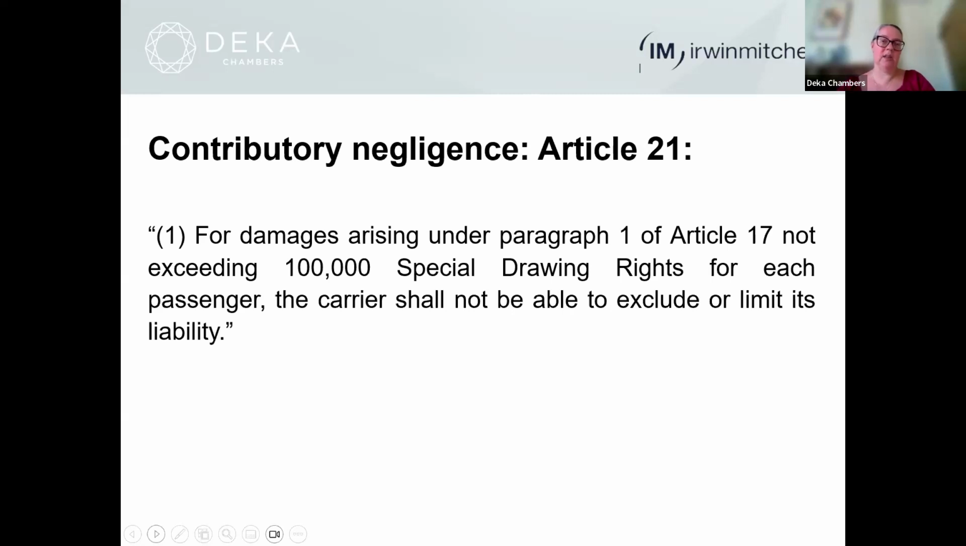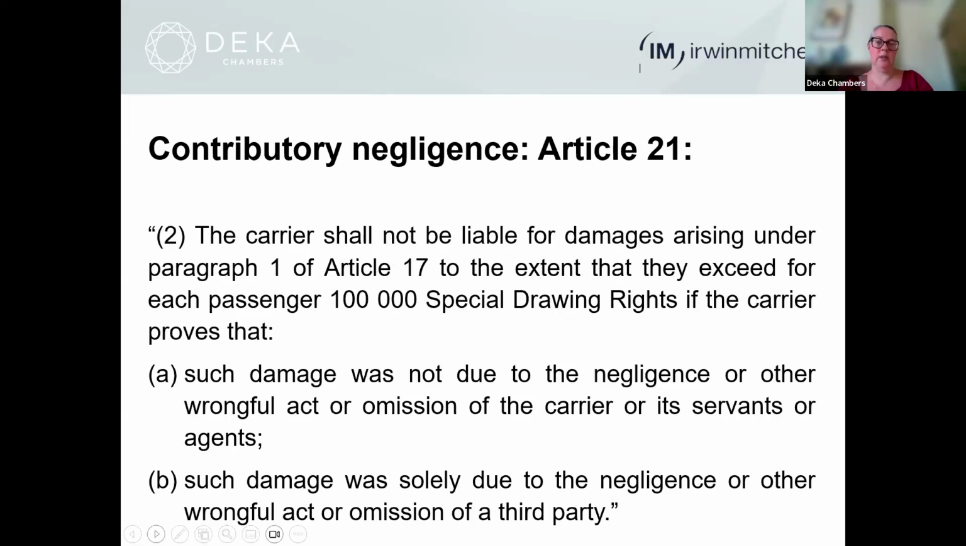For each passenger, the carrier is not able to exclude or limit its liability up until about £120,000, but it can limit its liability over that amount, £120,000 as it now is, if it proves that the damage wasn't due to the negligence of the carrier, its servants or agents, or that the damage was solely due to the negligence or other wrongful act or omission of a third party. So effectively, the carrier's got two outs.